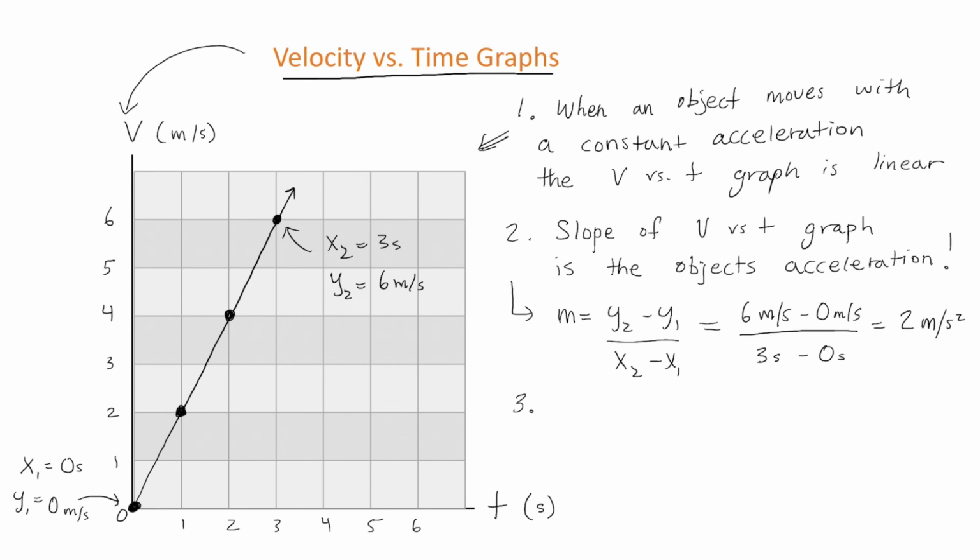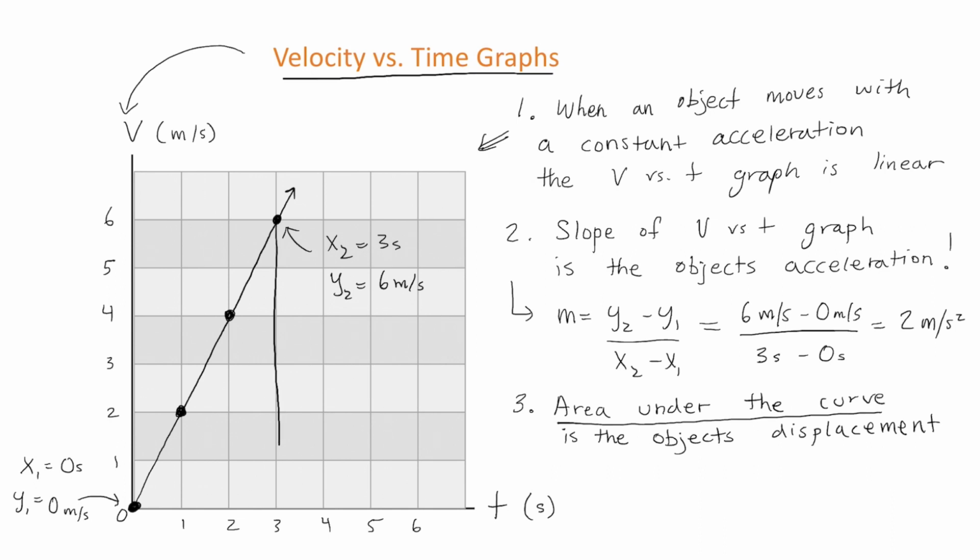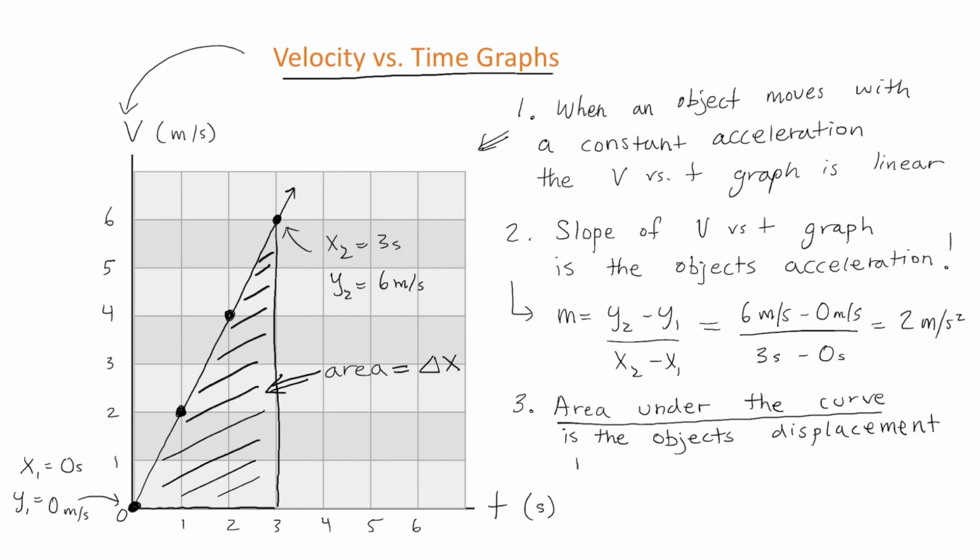The final point is that the area under the curve is equal to the object's displacement. And remember, displacement is just the object's change in position. But what does area under the curve mean? Well, if we draw a line from our final point here all the way down to our x-axis, what we see is that we form a triangle. And what we need to do is find the area of this triangle, and that is equal to the object's displacement. So let's do that now.